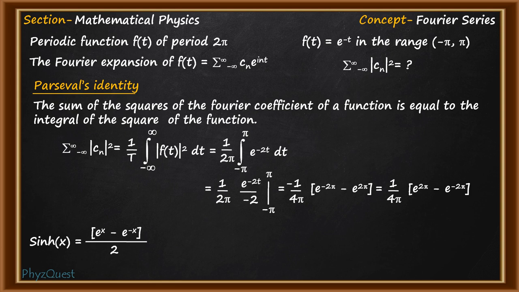We can rewrite this expression as 1 by 2π times (e to the power 2π minus e to the power −2π) divided by 2. Now we can use the sine hyperbolic term, where instead of x we have 2π. So ultimately the final expression will be 1 by 2π sinh(2π).